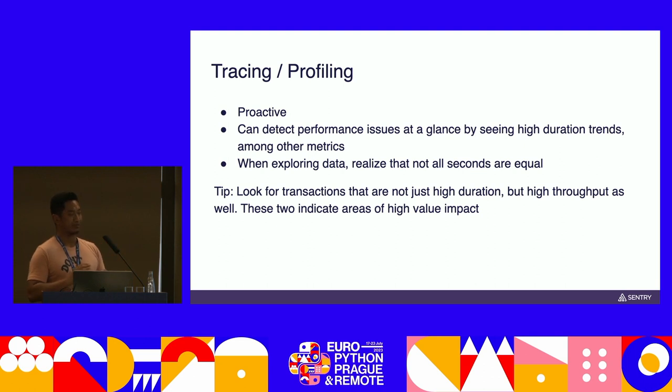The most proactive way of looking at this data is going to be looking at traces and profiling. And what you're doing here is a workflow where you look for different ways to cut your data into different segments and find out which users and which, if you're adding data to your events, we call those tags, you can find out which tags are actually contributing to the slowness.